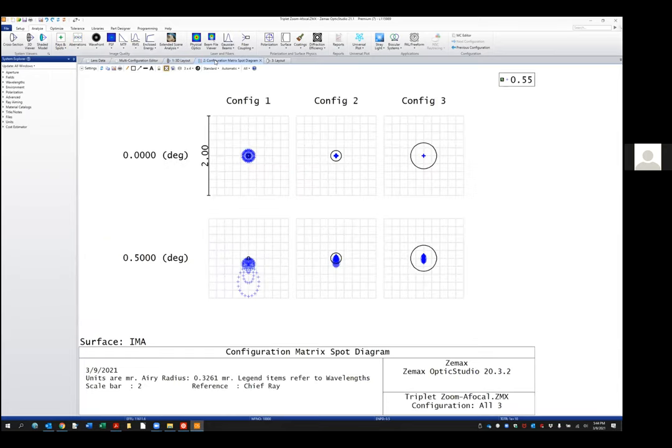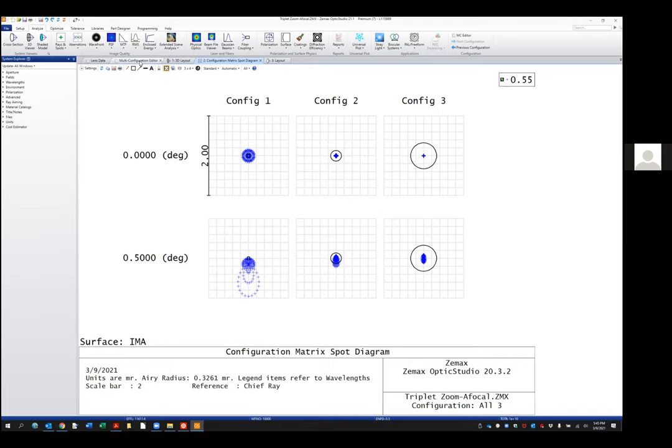Here's the best part. We can look at all the spot diagrams. And so we can see the performance of configurations 1, 2, and 3. I learned this feature last night. I still haven't figured out how to get it to put the numbers down there. But still, qualitatively, we can immediately see the differences in performance between these three cases for both the on axis and the off axis. Any questions?